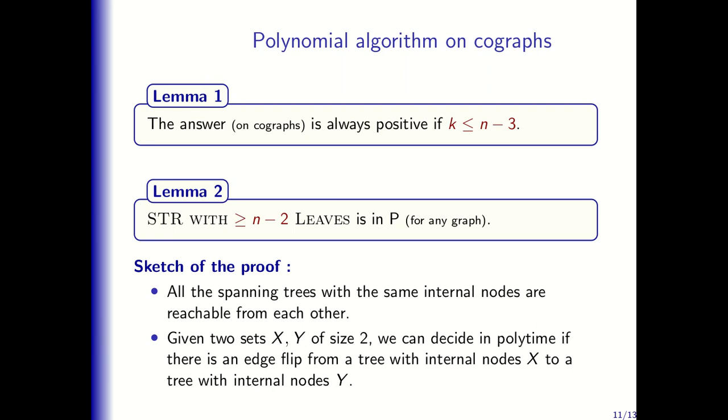And now the second step is that if you are given two sets of size 2, which are the set of internal nodes, you can decide in polynomial time if there is an edge flip from a tree with internal nodes x to a tree with internal nodes y. Okay, so basically what you can do is really determine if there exist two spanning trees that are incident via an edge flip with precisely these two sets of internal nodes.